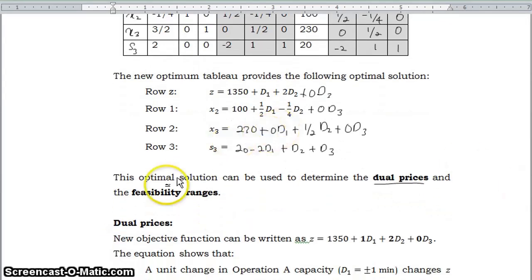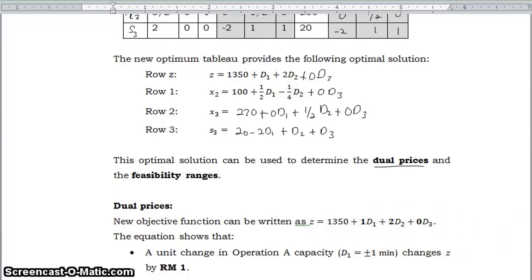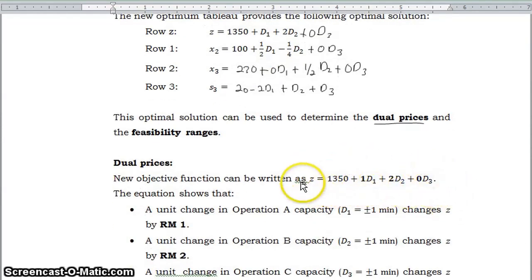Dual prices can be determined from the new row 0, where here we can see Z is equal to 1350 plus D1 plus 2D2 plus 0D3. The coefficient of Di represents the dual price for the ith constraint. As we can see in this equation, a unit change in operation A capacity, where we give the value of D1 equal to 1, will change Z by 1 ringgit.